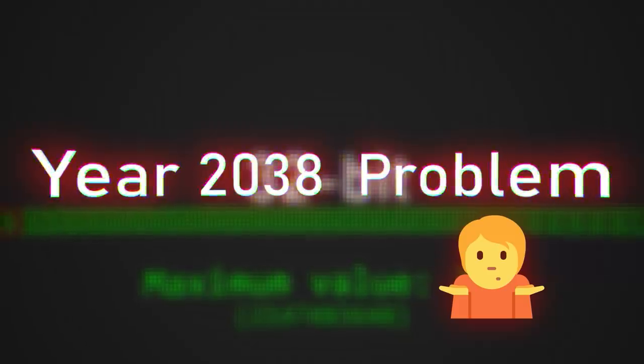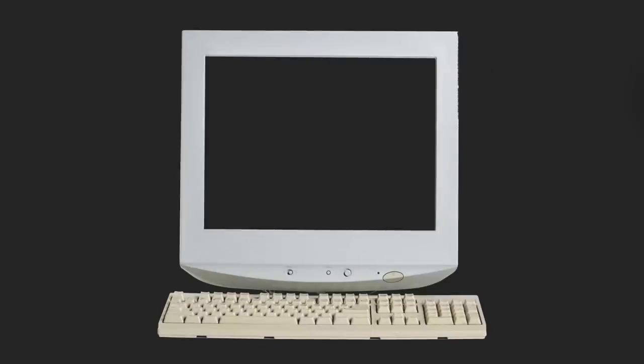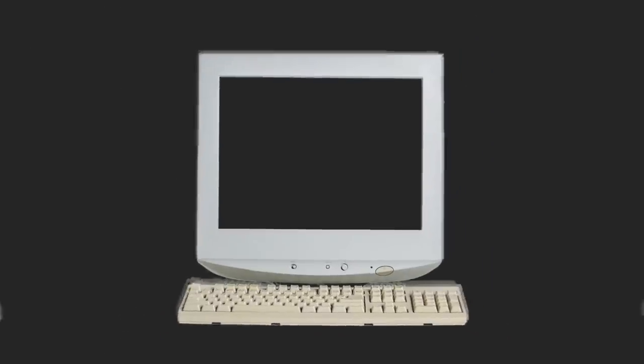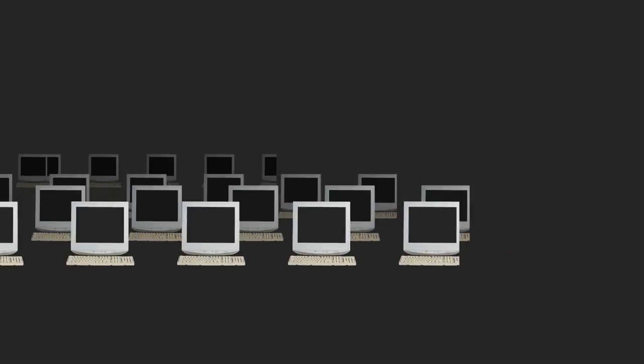So, what is gonna happen? Well, I mean, we don't know. The 32-bit Unix time format isn't used that often in most newer systems, and we have about 16 years to check on the systems we use today, but a lot of software updating and system checking will have to be done if we want to be completely safe.